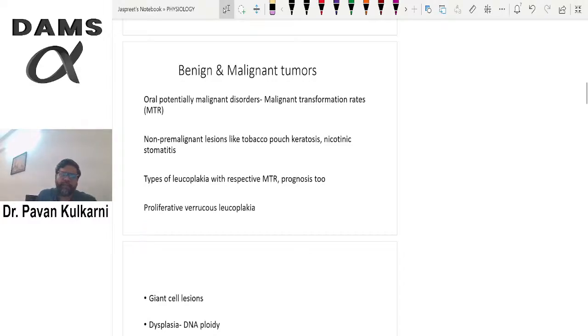Very frequently asked. So you should know in detail about this proliferative verrucous leukoplakia. Like what multiple patches will be there, what will be the size of the patch, what is the criteria involved. Okay, women, particularly, are not associated with any kind of habits. All those are certain types of questions they'll frequently ask you in the benign and malignant tumors.